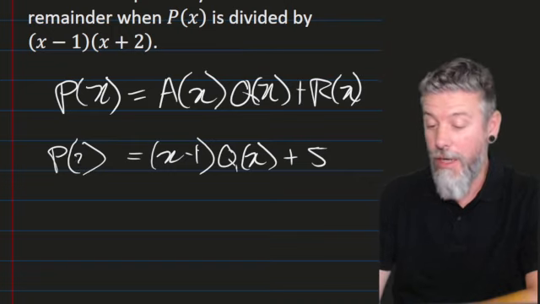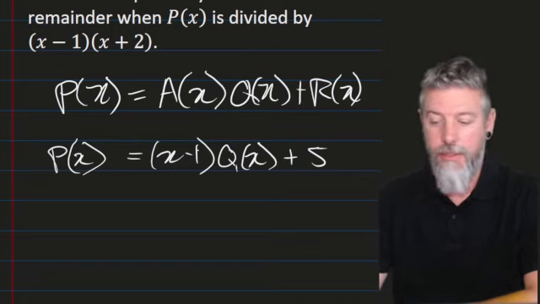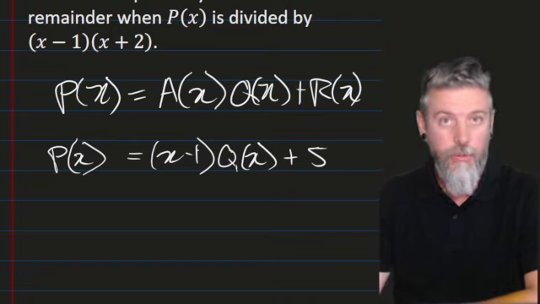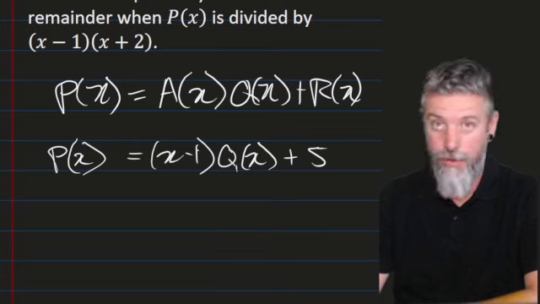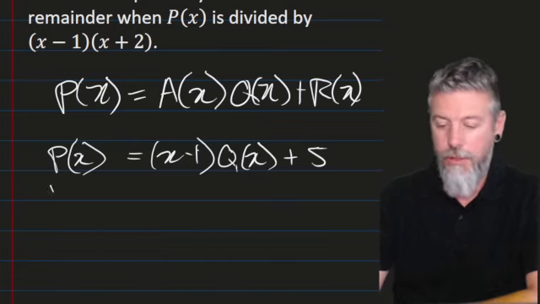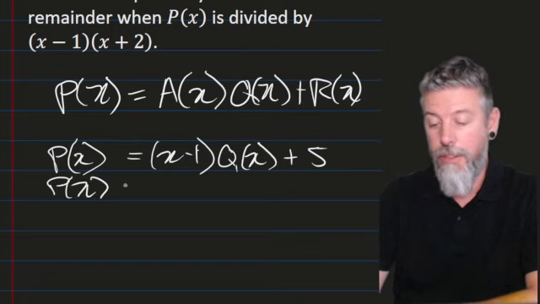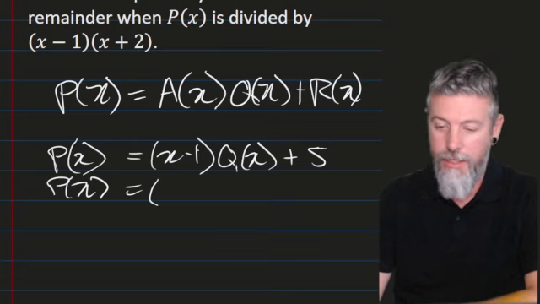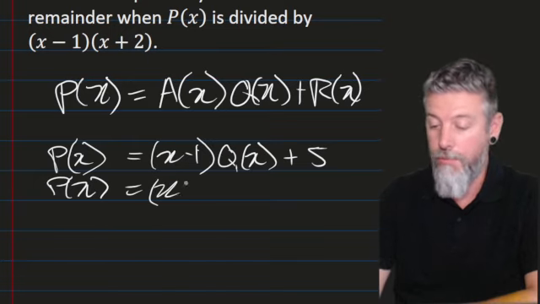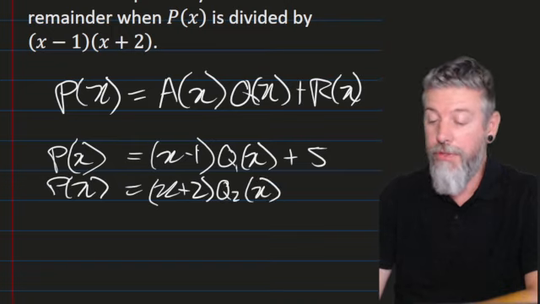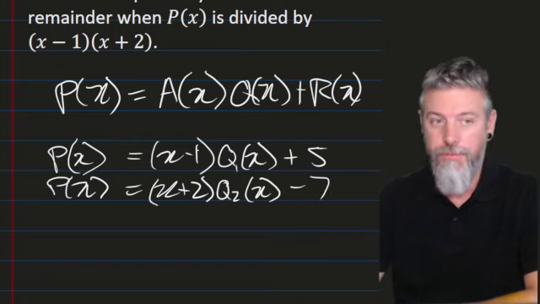Now, I can still write p of x just like this. If x minus 1 is the divisor, we're going to get some quotient, which we don't know and will never know, plus 5. And then we've also got the other situation, where p of x equals, using the other linear divisor, x plus 2, a different quotient, which I'm going to call q2 of x. And we're told that that has a remainder of negative 7.